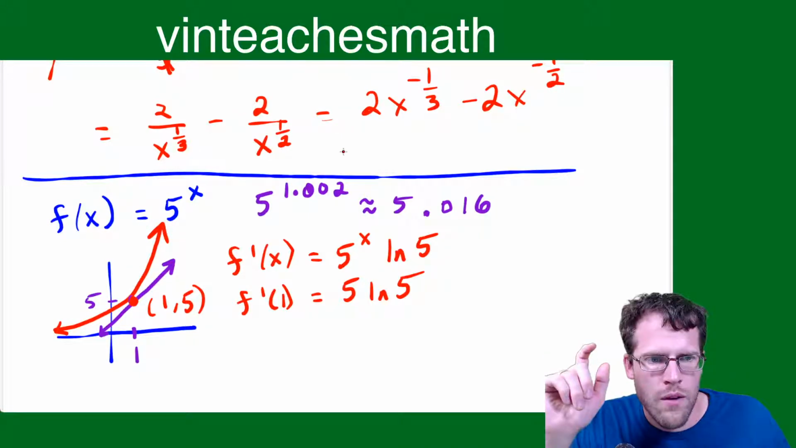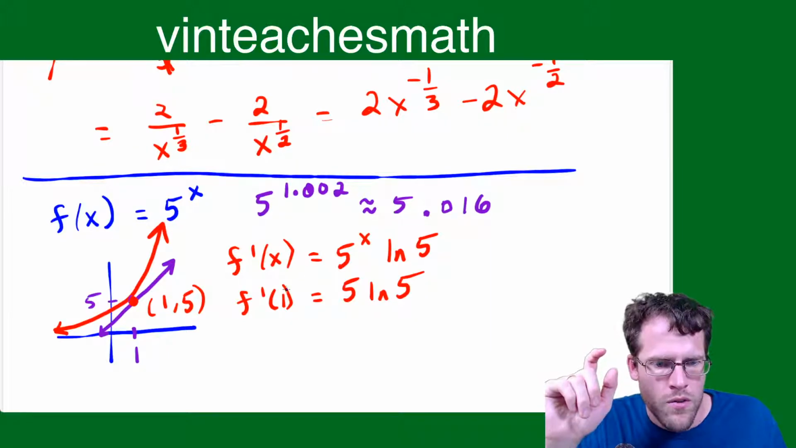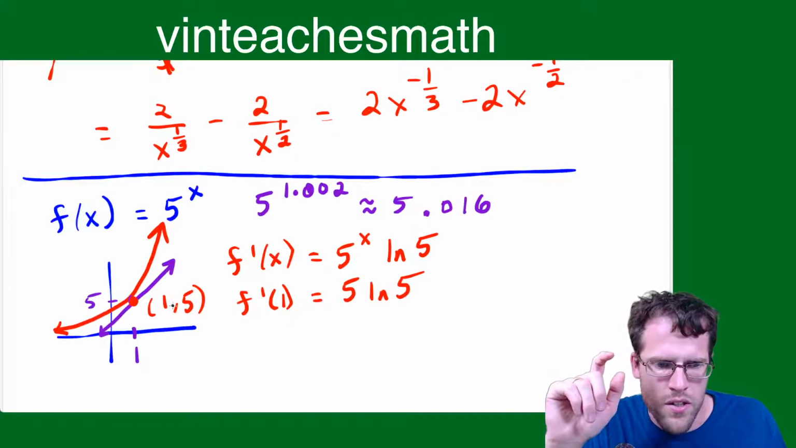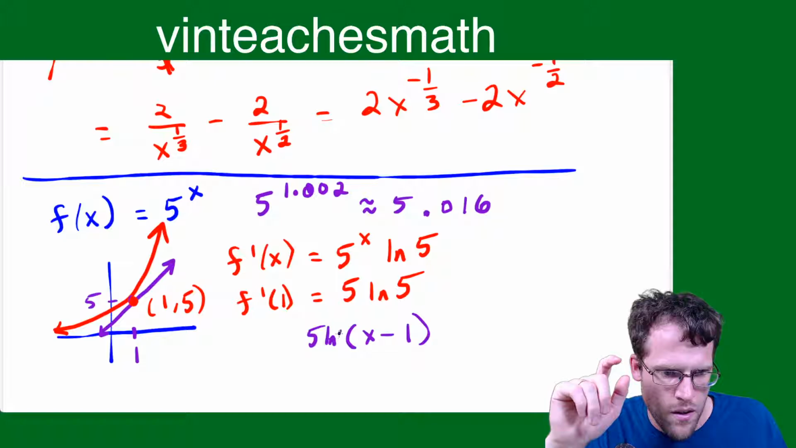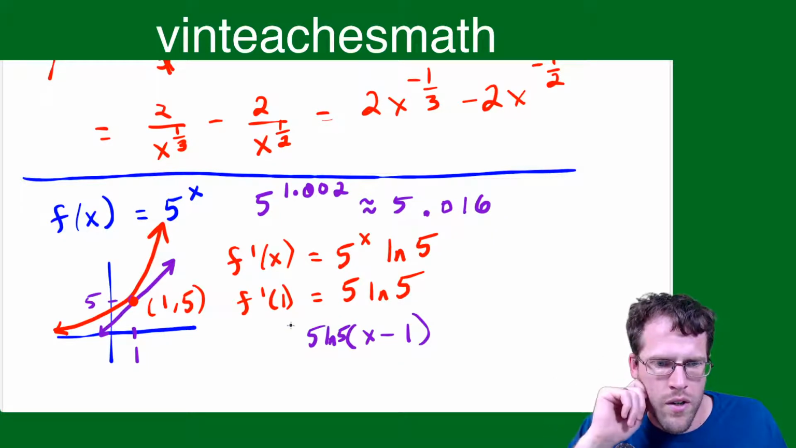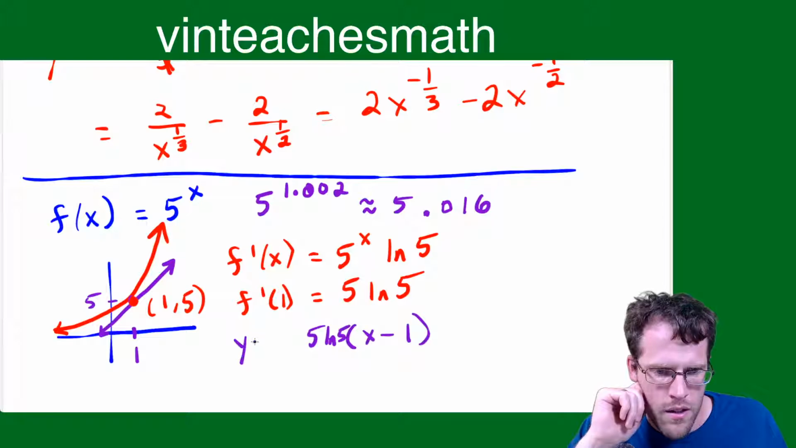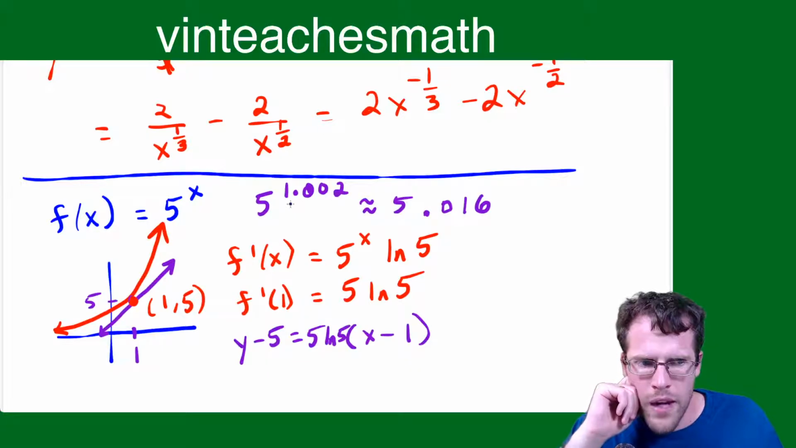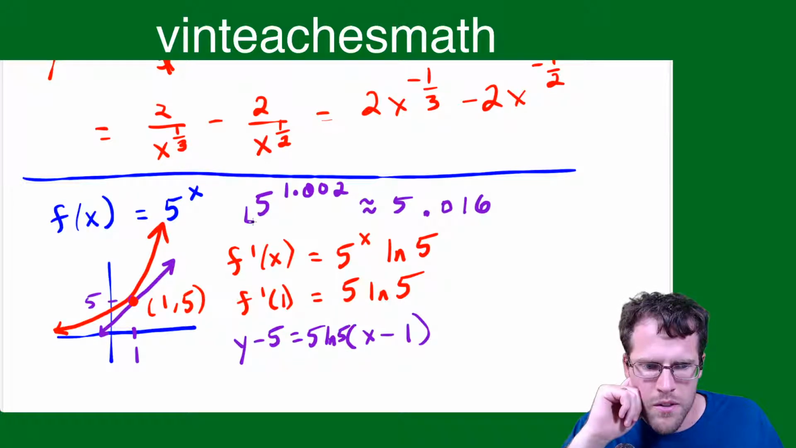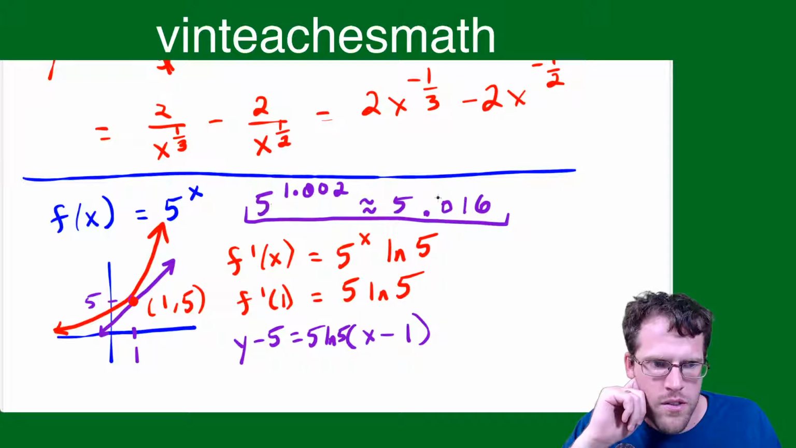But now we got to investigate a little bit. So I want to write the equation of the tangent line here. So we'd have x minus 1 times f prime of 1, which is 5 ln 5. So we have 5 ln 5. And we're going to have y minus 5 equals. All right, so I want to see how helpful this is. So which is closest to f prime of 1? So now we have to make use of this somehow.